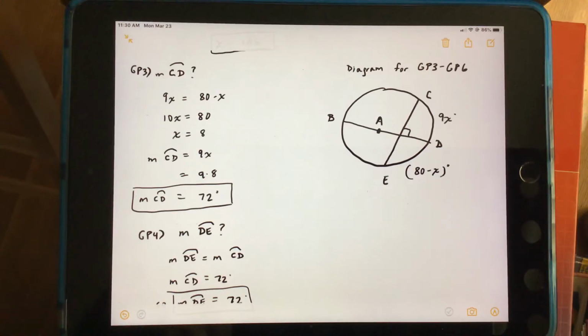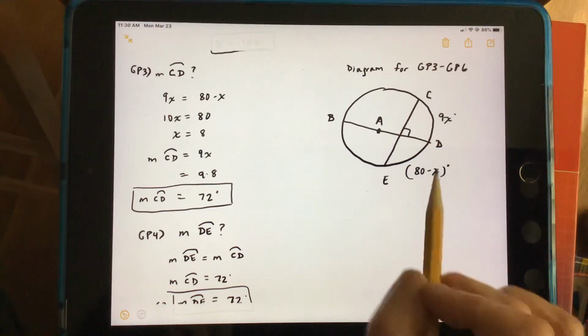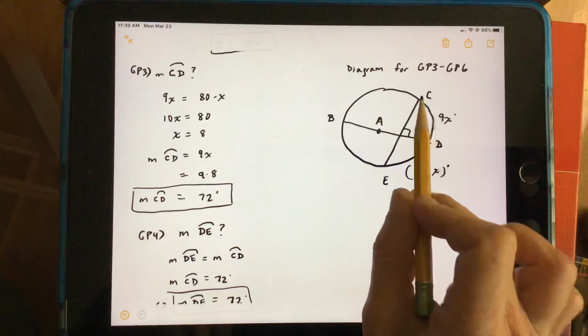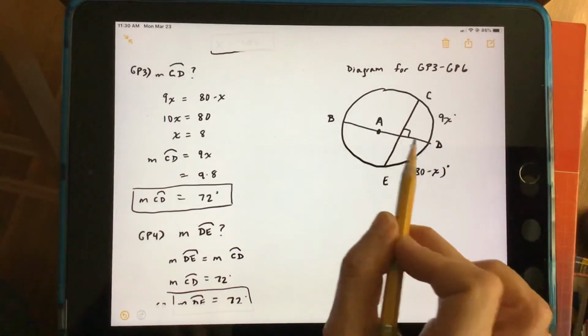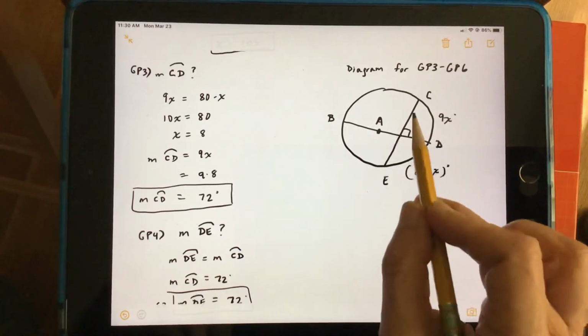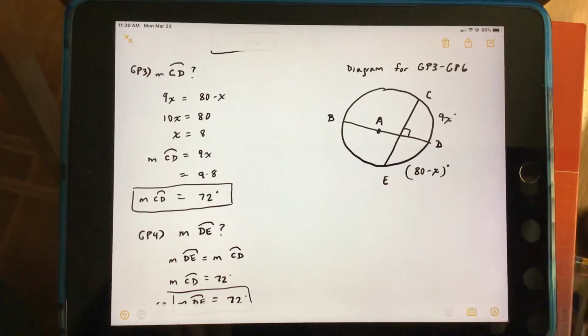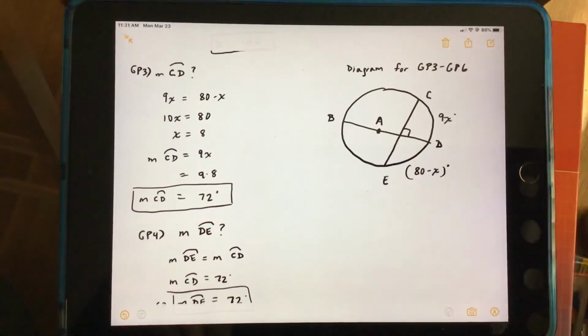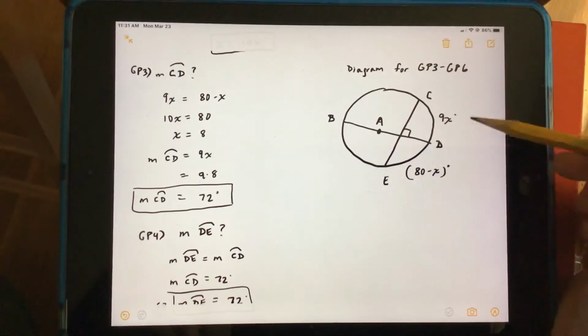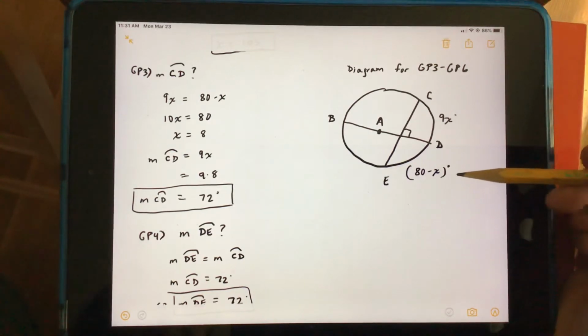with these problems. That's given information. And the first thing we're going to do is find the measurement of this arc CD, which is labeled as 9x. Well, because this is a diameter from B to D, that cuts this chord from C to E into two congruent segments, and it also means these arcs are also cut into two congruent segments, so we know then that 9x must be equal to 80 minus x.